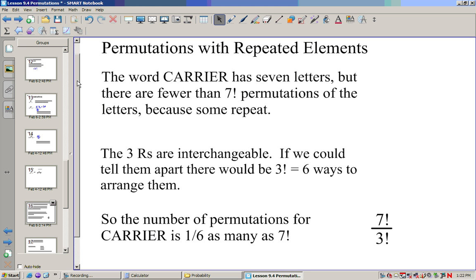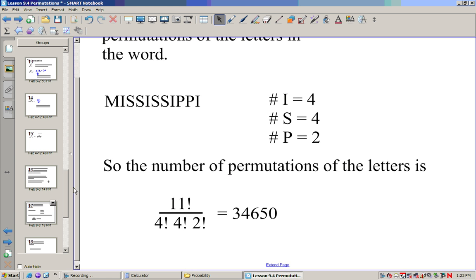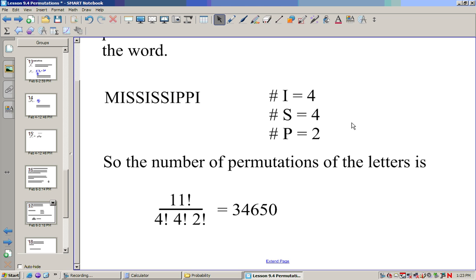Now, if we have repeated elements, so if we look at the word carrier, it has 7 letters, but there are fewer than 7 factorial arrangements because some letters repeat. There are 3 r's. So we have to divide by how many ways we can move around those 3 r's, because if I change the position of these r's, it would still create the same word. So I have to divide by 3 factorial. However, if we have a word like Mississippi, where we have 4 i's, 4 s's, and 2 p's, we have to take 11 factorial divided by each of the repeated ones' factorial.